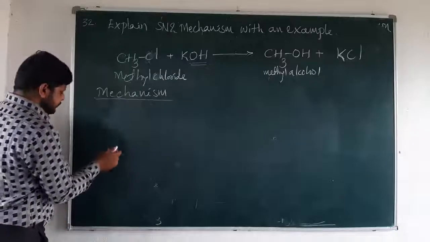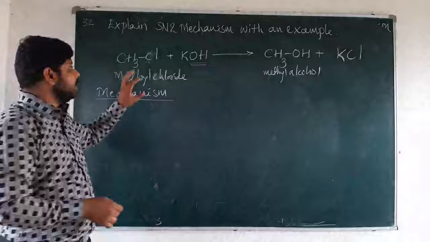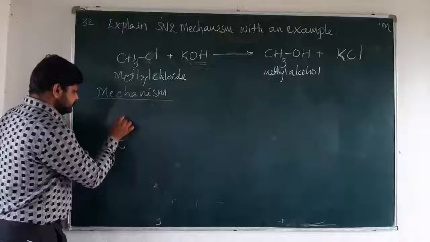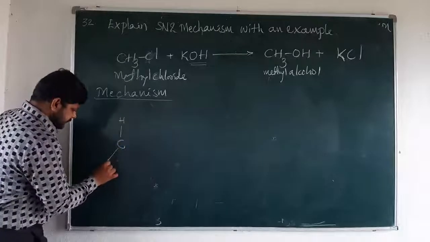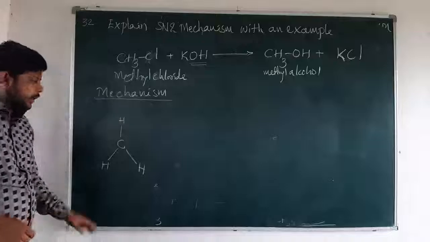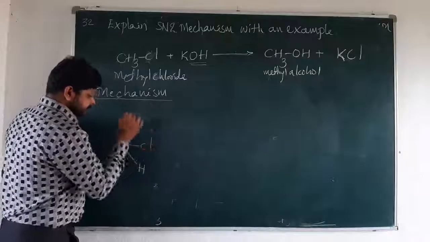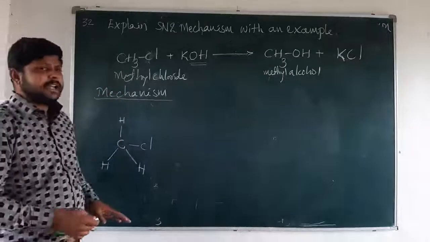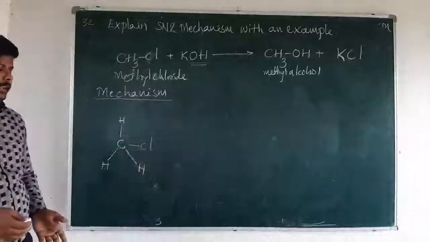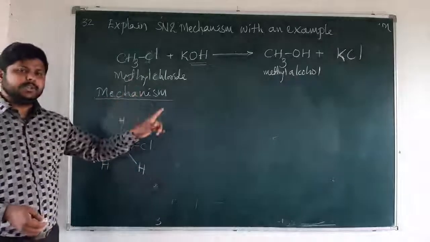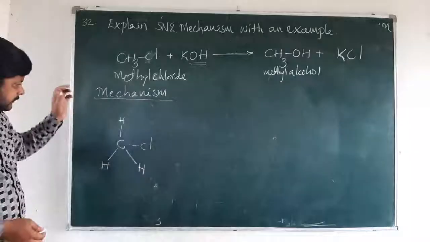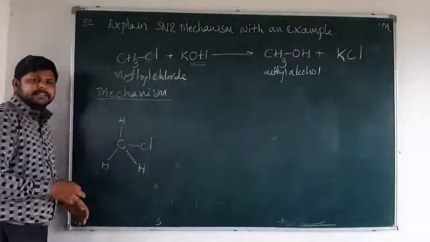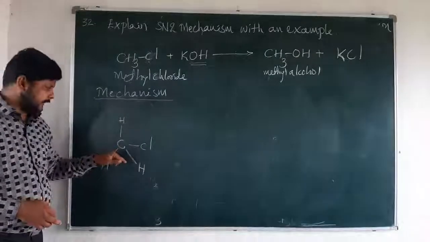So here CH3Cl. For this reaction you have to write the structure or orientation of methyl chloride like this: C is bonded with 3 hydrogens, and here is Cl. Now OH attacks directly in this mechanism. No need to go for carbocation and all those things. Directly the nucleophile OH minus attacks this compound. It cannot attack hydrogen or Cl. It attacks carbon.